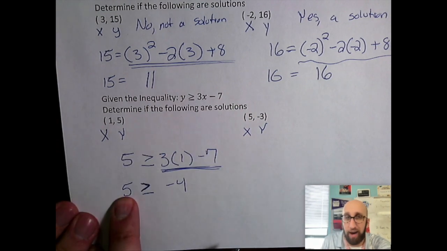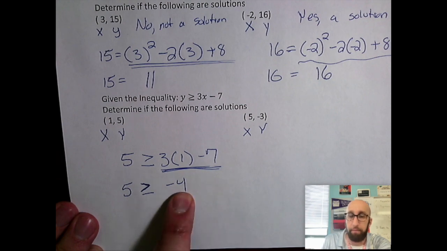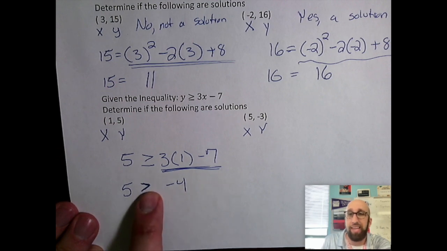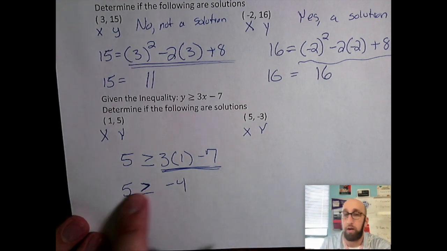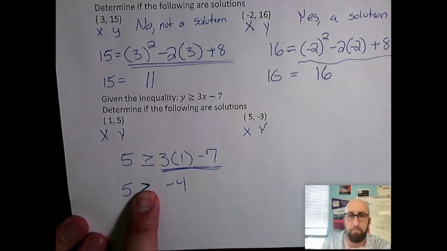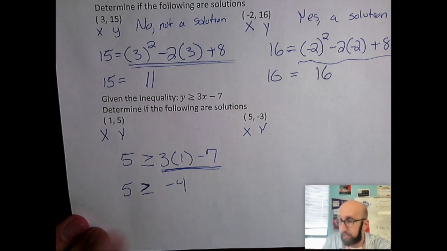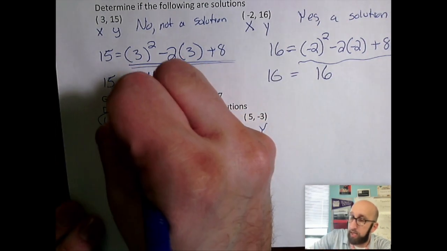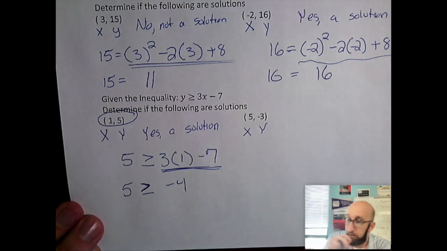This says 5 is greater than or equal to -4. In other words, this is trying to say 5 is bigger or equal to -4. The inequality should always open towards the bigger number. So is 5 bigger than or equal to -4? Yes, it is. 5 is bigger than -4. So what do we know about this point? Yes, a solution. Nothing to it.